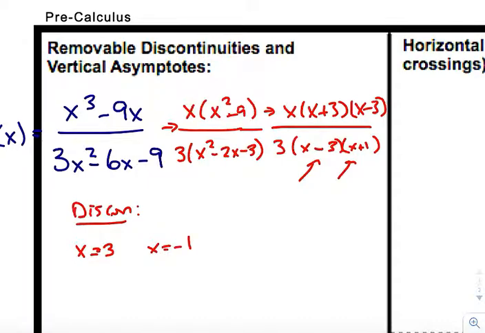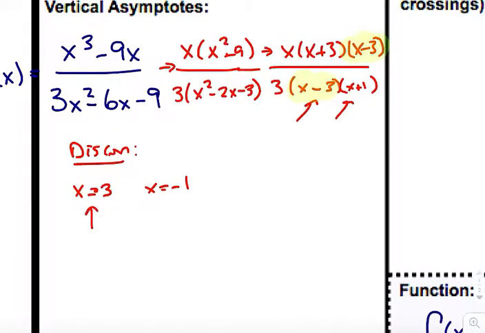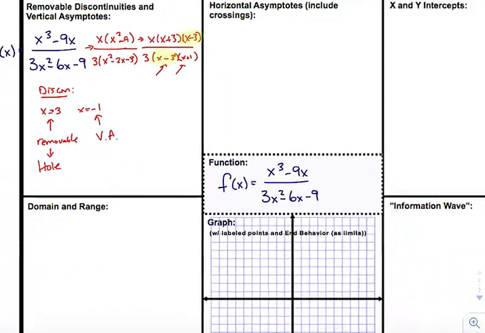Now, the other thing we can note is that we do have a minus 3 on top and a minus 3 on bottom, which means we can classify this as actually being a removable discontinuity, which is really just a hole. This guy, the plus 1, which ends up with a negative 1 discontinuity, that's going to be a vertical asymptote because we can't remove it, so it's going to be a hard break.